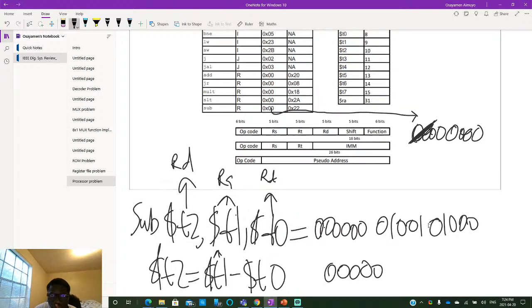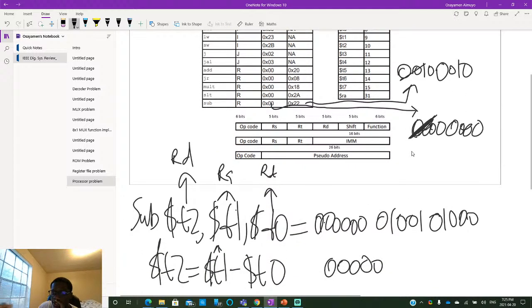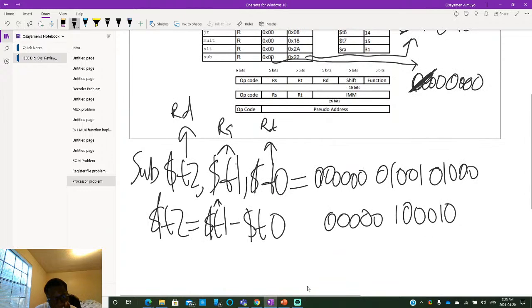And then you have the function code. So for sub, let's see, the function code is 22. So remember, in converting hexadecimal to binary, you have this, right? And then this again. This is 22 from hexadecimal to binary. And remember, we drop the first 2 bits, and we just have this. And yeah, so this is our machine code.